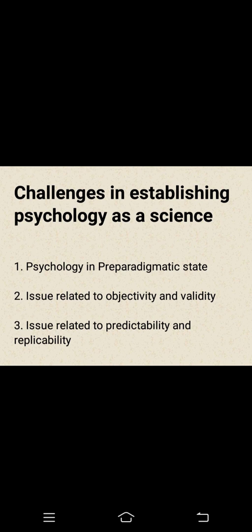Objective means if this happens, then that will always happen, right? We cannot say that, because humans can react in any way at any time. That is why it is not objective. Psychology is subjective, right? Next is issue related to predictability and replicability.